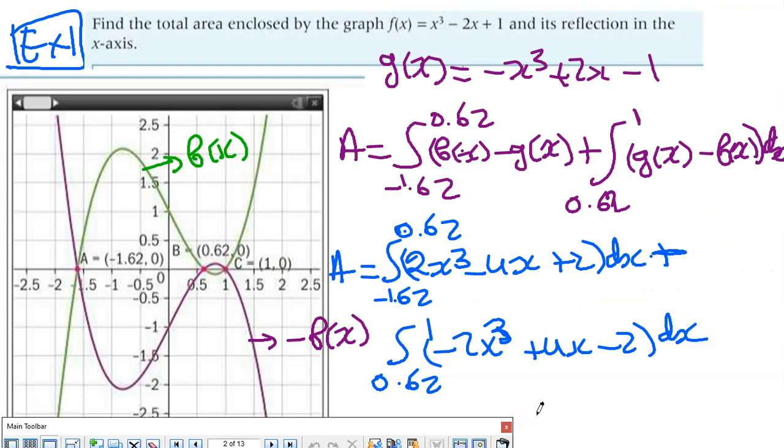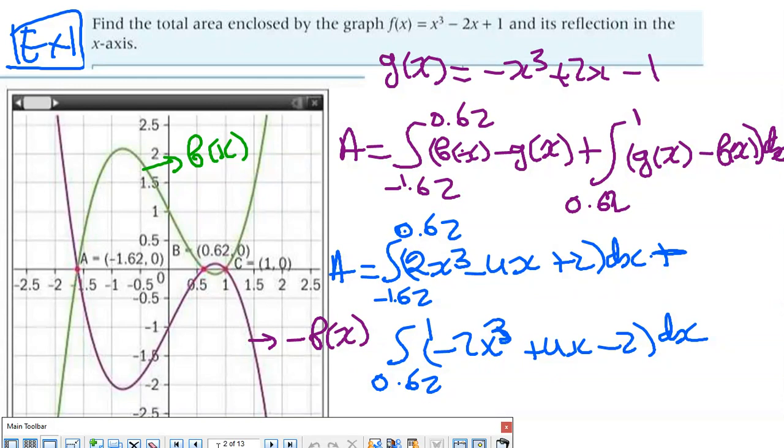Let's do an example. Find the total area enclosed by the graph of y equal x3 minus 2x plus 1 and its reflection in the x-axis. Normally, they will give you two functions, or like in this case here, and to be able to graph it, we're going to use our calculator. If f of x is x3 minus 2x plus 1, the reflection with respect to the x-axis is going to be minus f of x. So the other function g of x is minus x3 plus 2x minus 1.